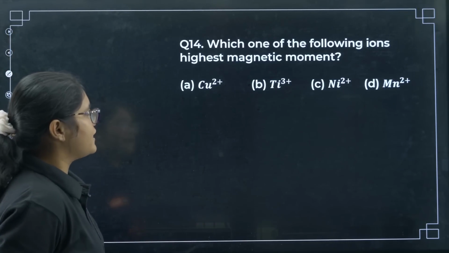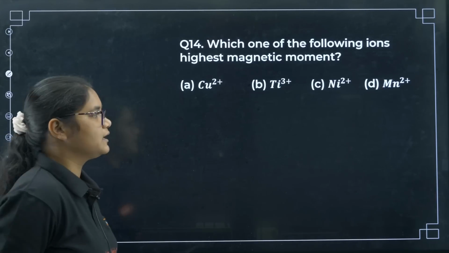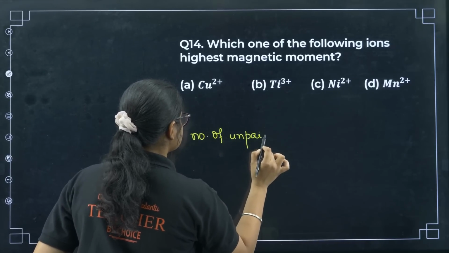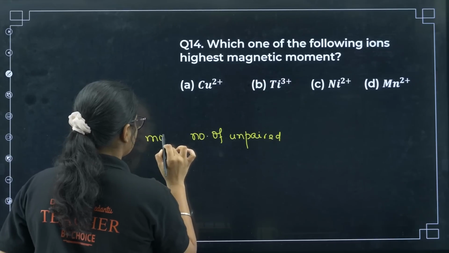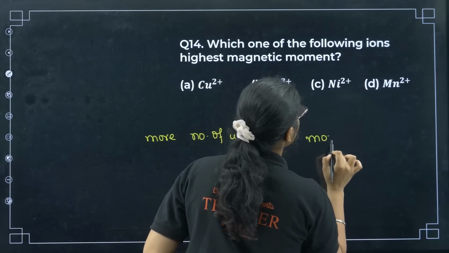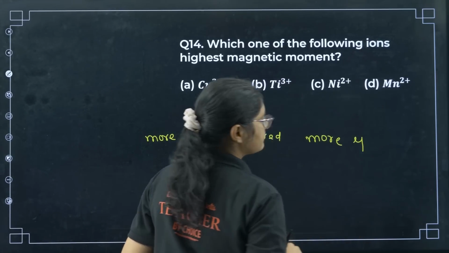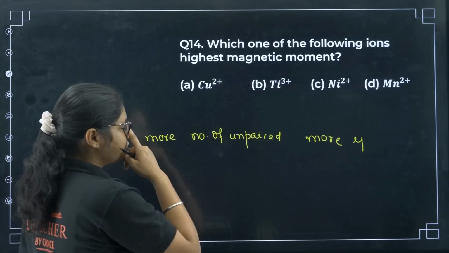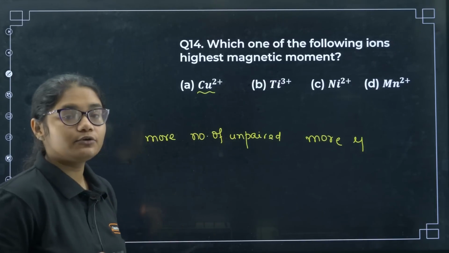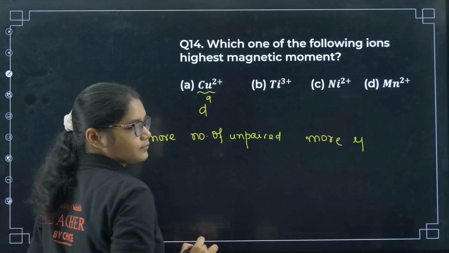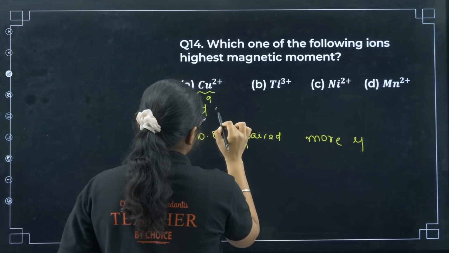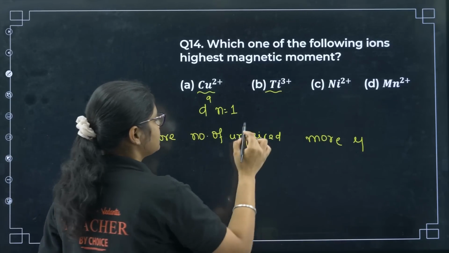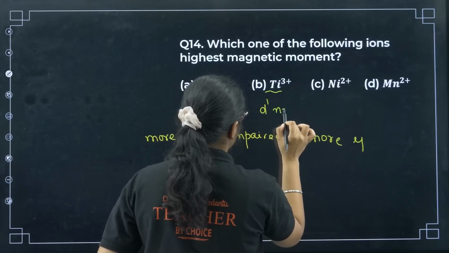Next, which one of the following ions has the highest magnetic moment? So highest magnetic moment again depends on the number of unpaired electrons. Okay, the more the number of unpaired electrons, the more the magnetic moment. So now if you see here, Cu2 plus, okay, Cu2 plus is how much? 3d9. Okay, so the number of unpaired electrons here is 1. Scandium titanium, titanium 3 plus also has d1 configuration, so 1 unpaired electron.